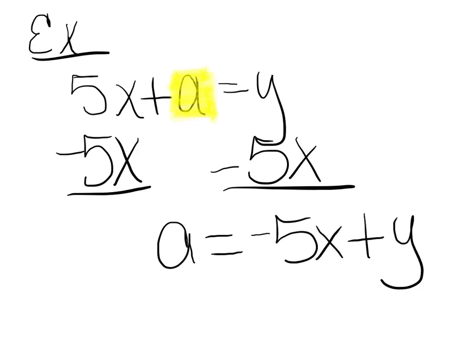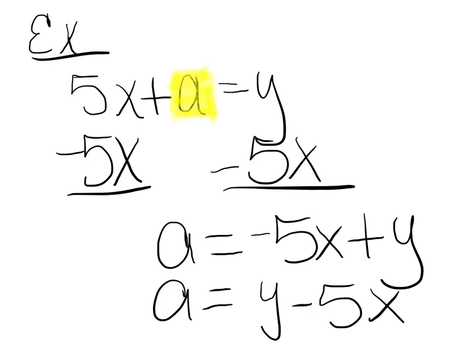Y was originally positive, so y stays positive. We're subtracting 5x from both sides. Now, it doesn't matter the order. You could have easily written a equals y minus 5x, and that means the exact same thing.